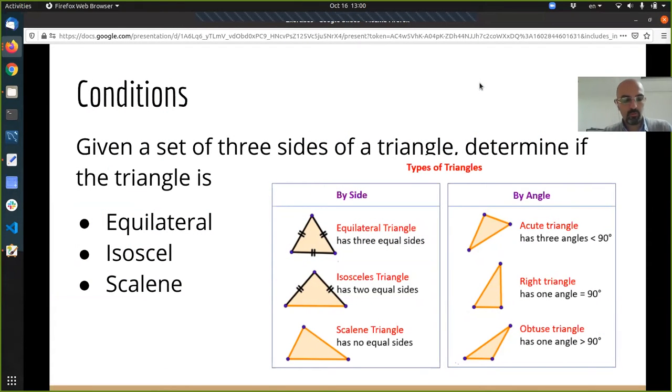Hello everyone, welcome to the first problem-solving session. In this session, we will solve one example making use of the if condition.